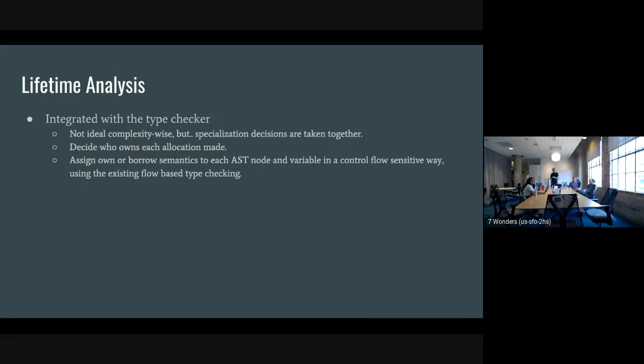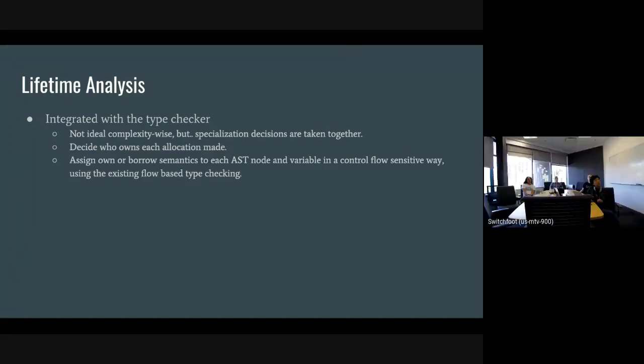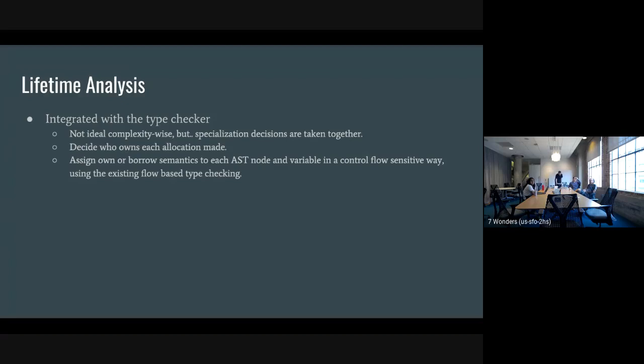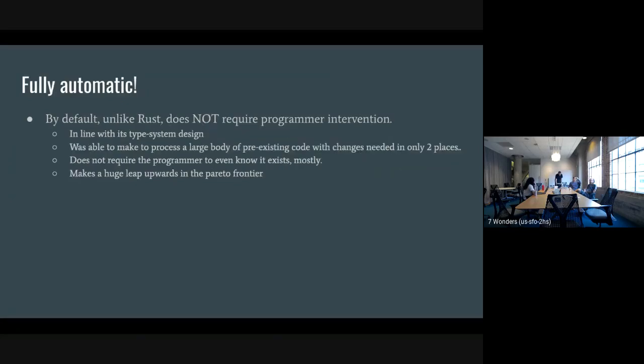So effectively what the algorithm does is, of course, it decides for every allocation made who owns those allocations. It assigns either owning or borrowing semantics to each AST node and variable, and it all happens in a control flow sensitive way, much like the type checking. So these algorithms are extremely similar. In fact, they are related.